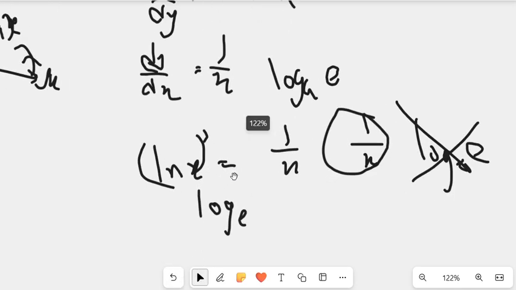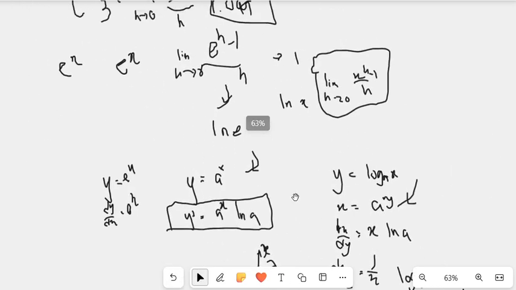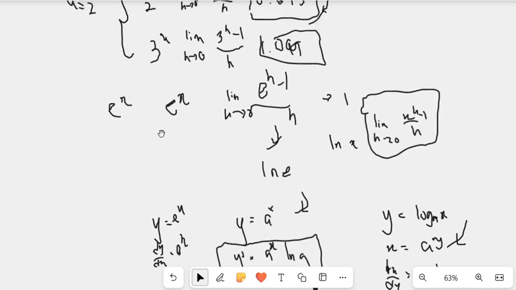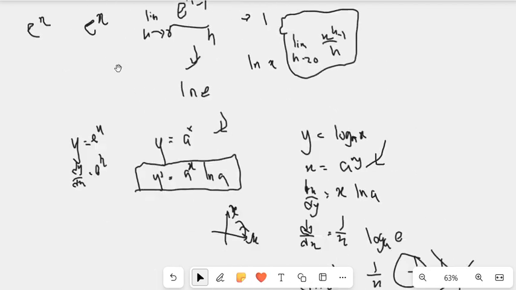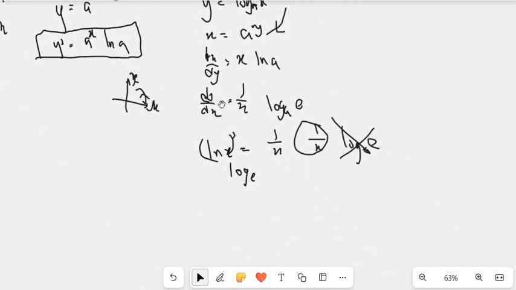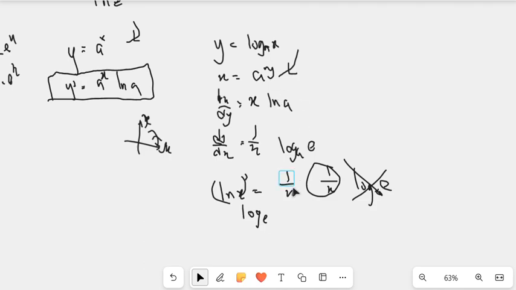Alright, so I hope this helps. This is the main reason why the derivative of e to the power of x is e to the power of x, and this is why the derivative of ln x is 1 over x.